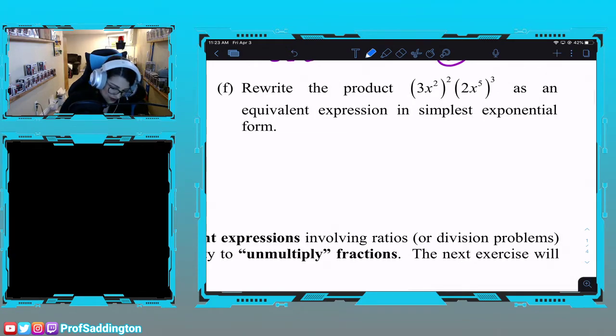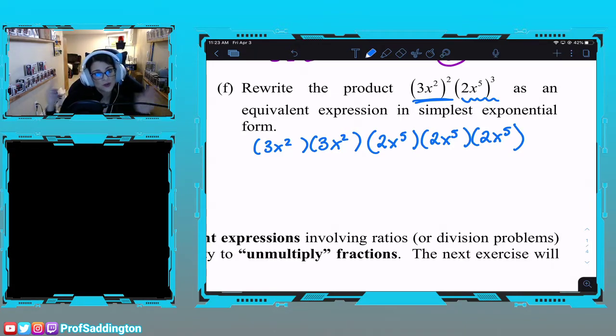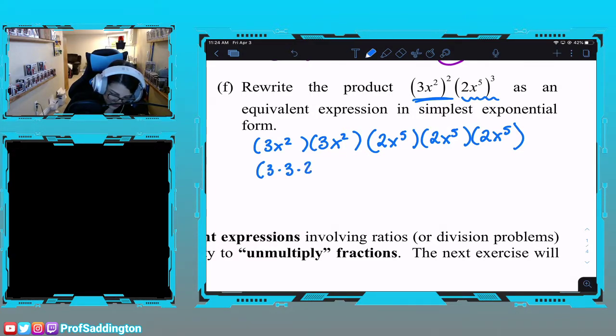It says rewrite the product as an equivalent expression in simplest exponential form. So 3x squared, the whole thing is being squared, so I'm going to write that out twice. So 3x squared times 3x squared. And then 2x to the 5th is being cubed, so I'm going to write that out 3 times. So 2x to the 5th times 2x to the 5th times 2x to the 5th. And then if you want, we can group our numbers and our variables together just to make it look a little bit more organized. So we have 3 times 3 times 2 times 2 times 2. And then I have an x squared, an x squared, x to the 5th, x to the 5th, x to the 5th.